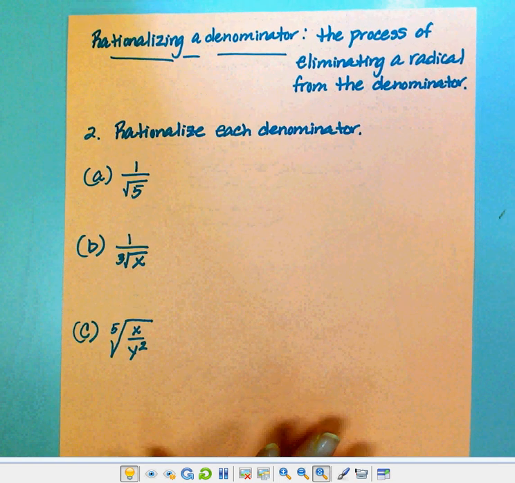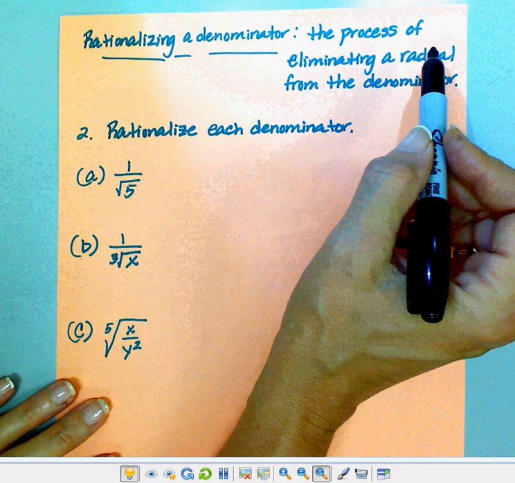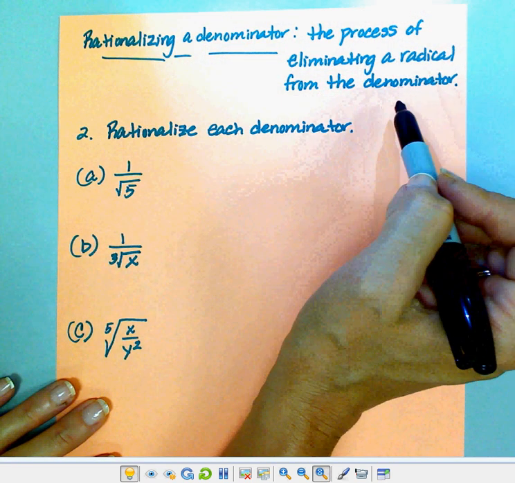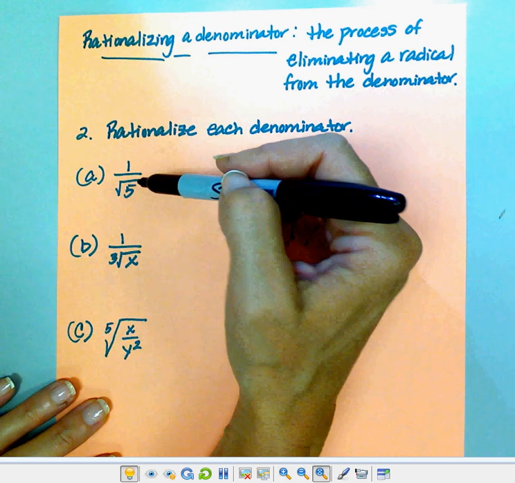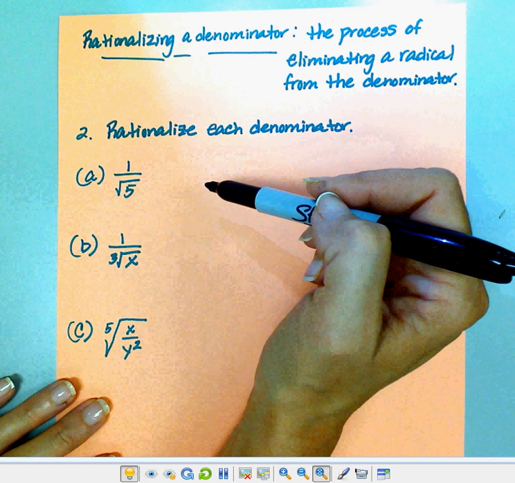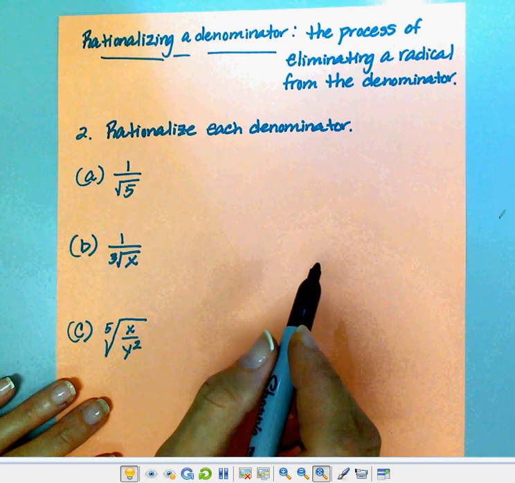The next section is going to ask us to rationalize a denominator. And basically this is the process of eliminating a radical from your denominator. So just like you never want to leave your answer with negative exponents, you never want to leave your answer with radicals contained in the denominator.